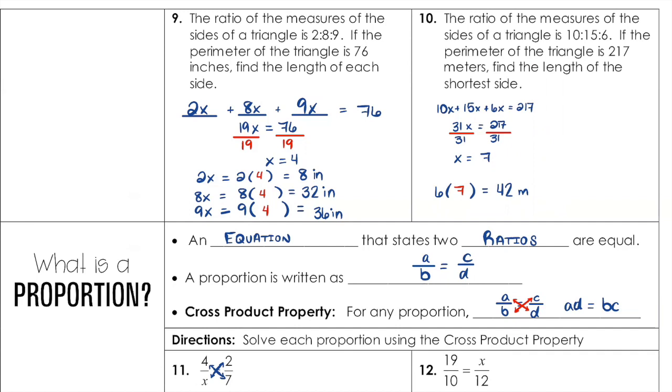What is a proportion? Well, a proportion is just an equation that sets two ratios equal to one another. What's a ratio? A comparison of two numbers or more. So an equation takes those ratios, the comparison of two numbers, and just sets them equal to one another. So we'd write our proportion as A over B equals C over D. So whatever the ratio is, we just pop them equal to each other. And then we're going to use the cross product property to solve for x.